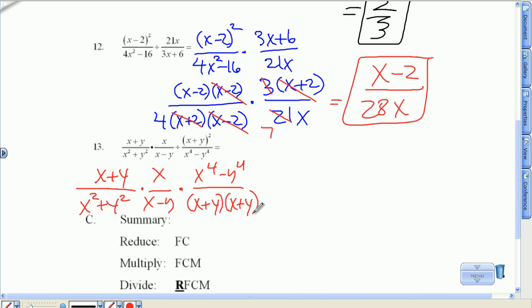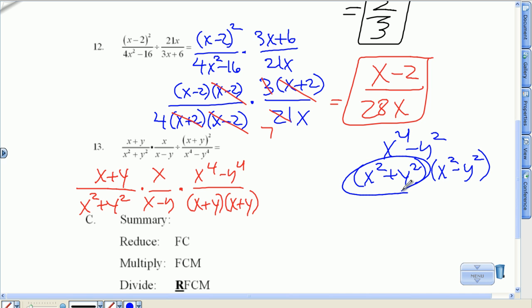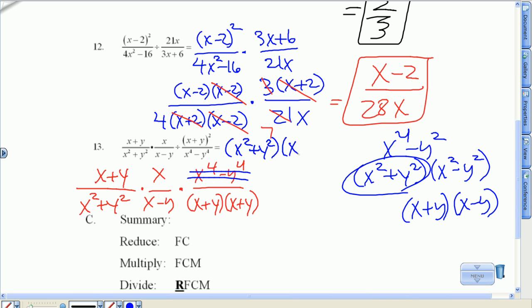If you were to graph it, the equation, I know there's no equal sign, but if you were able to graph it, it wouldn't cross the x-axis. Alright, x to the 4th minus y to the 4th. Let's take a look. That's difference of two squares, and if you factor it, you get x squared plus y squared and x squared minus y squared. X squared plus y squared cannot be factored, but x squared minus y squared can. It's x plus y times x minus y. So you are going to replace x to the fourth minus y to the fourth with x squared plus y squared times x plus y times x minus y.